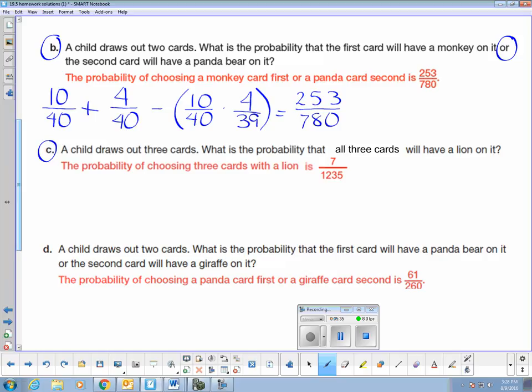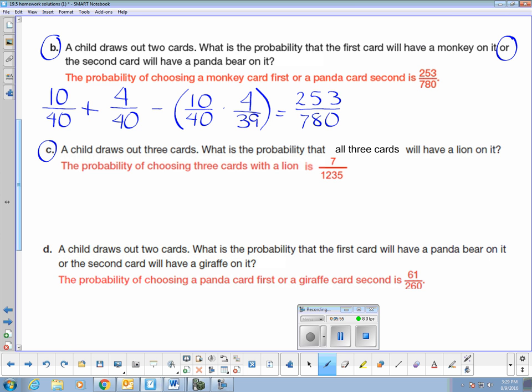Pulling out 3 cards. And we're looking for the probability that all 3 cards will have a lion on it. So when I think about this problem, I want to know what is the probability of getting a lion, and then getting a lion, and then getting another lion. So we're going to use the AND rule.